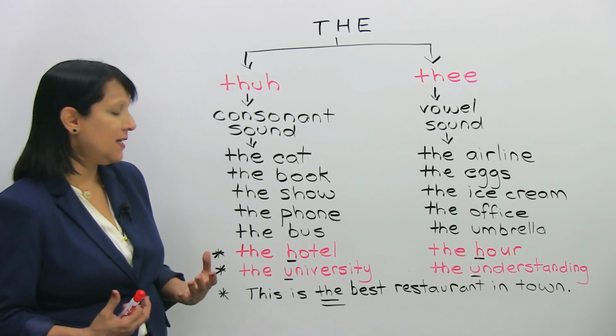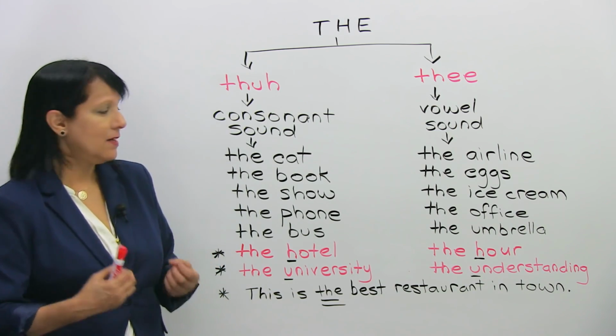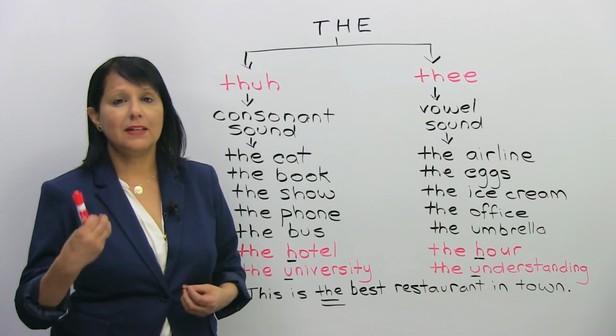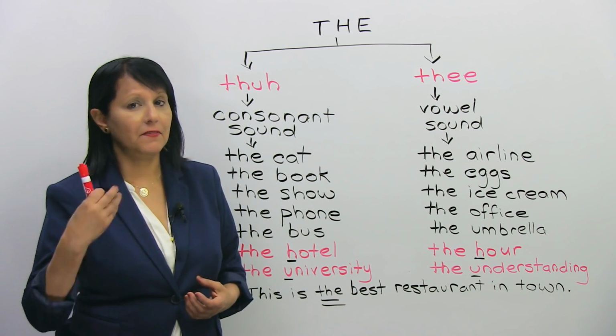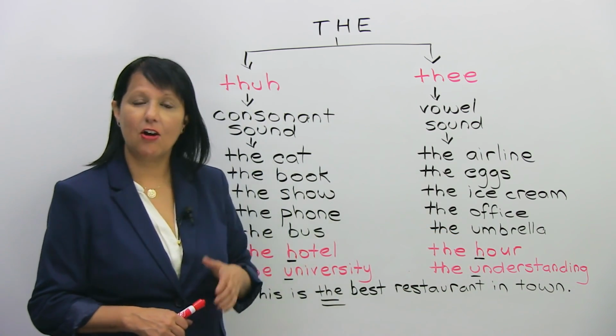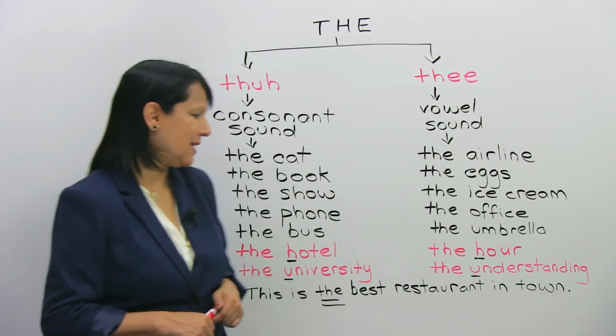So then we can say the hotel. But sometimes H, which is a consonant, is silent. And so it actually sounds like a vowel. So then we say the hour. Okay? On the hour, for example.